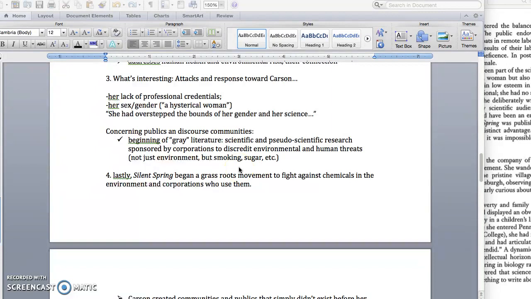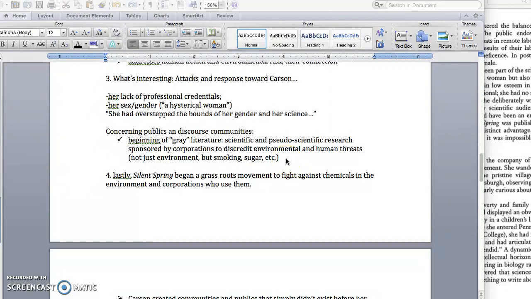The other thing that comes up in here that's real important is this is the beginning of what's known as gray literature, scientific and pseudoscientific research that corporations back in the early 60s and throughout the 60s and to today started to put out to discredit environmental and human threats. So anytime important information came out about chemicals in the environment and their potential affecting people, there was a large corporate sponsorship of research to try to prove that it wasn't as bad as it seemed, that it was something else. Maybe it wasn't harmful, maybe it would take longer, larger amounts of it, something like this. But it's referred to as gray literature. And there is still a ton of it out there.